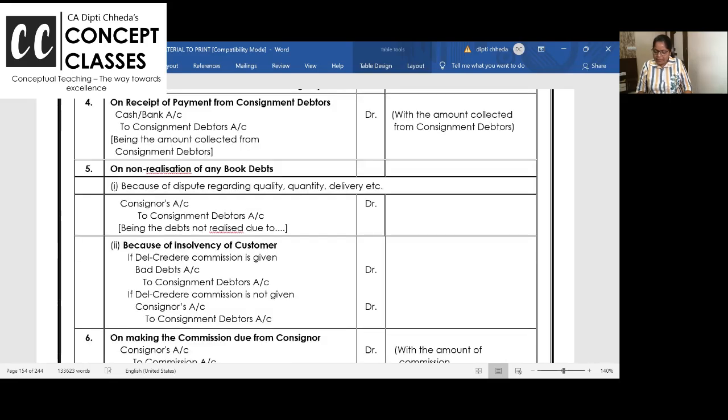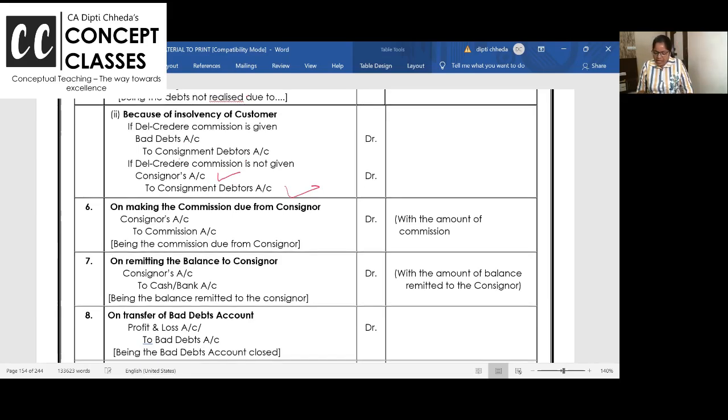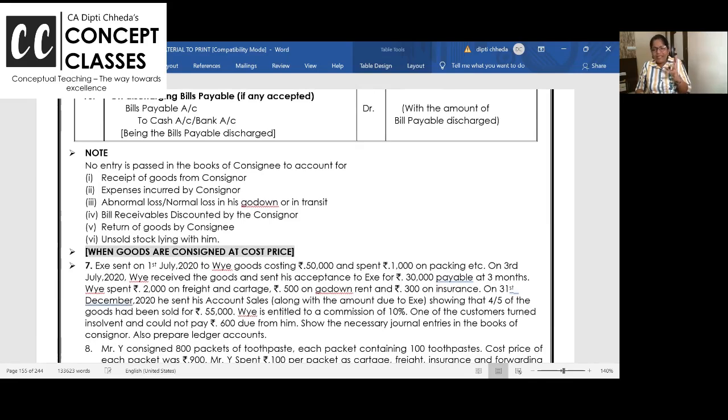And then if there is a bad debt, reverse this entry. Consignor to debtors. And if there is a bad debt, and del credere commission is received, then bad debt to debtors. If not, consignor to debtors. If there is a bad debt, debtors will be credited, but this is the bad debt of the consignor if del credere commission is not paid. And then commission is paid, remitted, and so on. I don't believe in journal entries, especially for this chapter. If the format is clear, you will be able to understand everything properly. So yesterday we did the 7th problem.